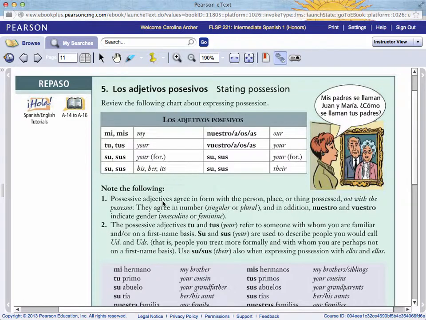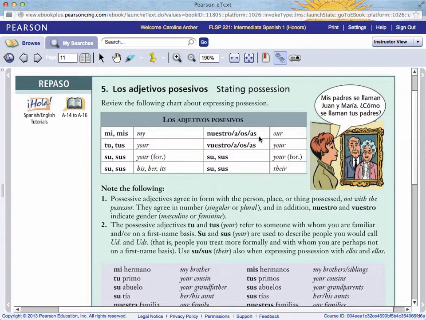So possessive adjectives, here you have the possessive adjectives. For my, you have mi or mis. For your, the informal, you have tu or tus. For your, the formal, for usted, you have su and sus. And notice that for his and her and its, it's the same, su and sus, okay?